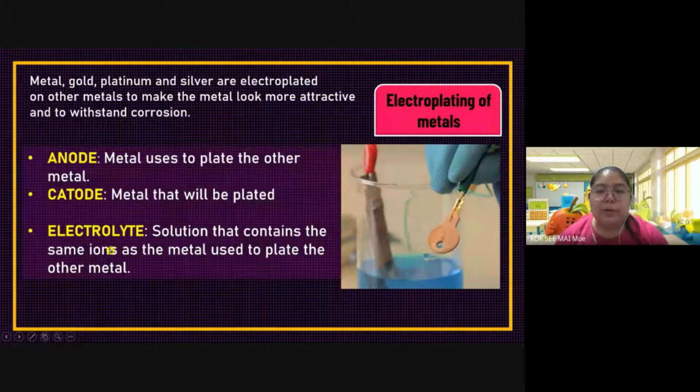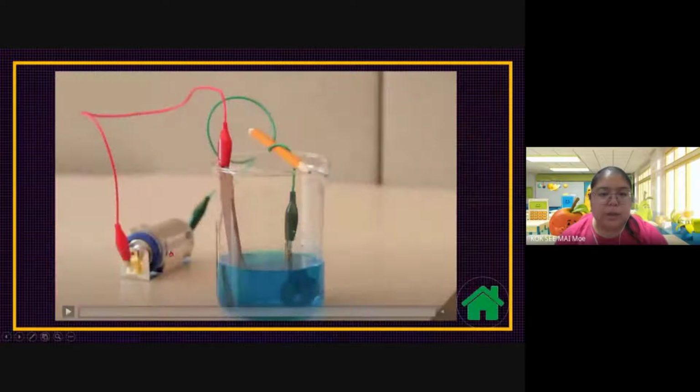Okay, then we go through the diagram. This one is an example of electroplating. In this bar, you see the anode is red in color, so they're using copper. The black part is the cathode. The cathode is the thing you want to plate. So they want to plate the key, so they just put it here. This liquid must have the copper solution.